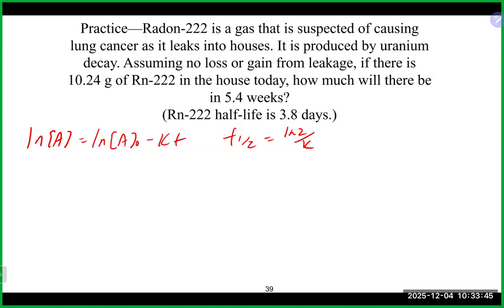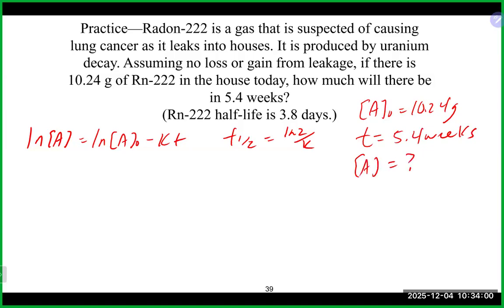In this case, we have our initial concentration of 10.24 grams. We have 5.4 weeks, and we want to know again how much is going to be there at the end. We have a half-life given to us of 3.8 days. So once again, we're going to use our half-life equation to get our decay constant. We do have some different units here in terms of time. At some point, you do need to get them into the same unit before they go in there. Otherwise, again, you're going to be off.